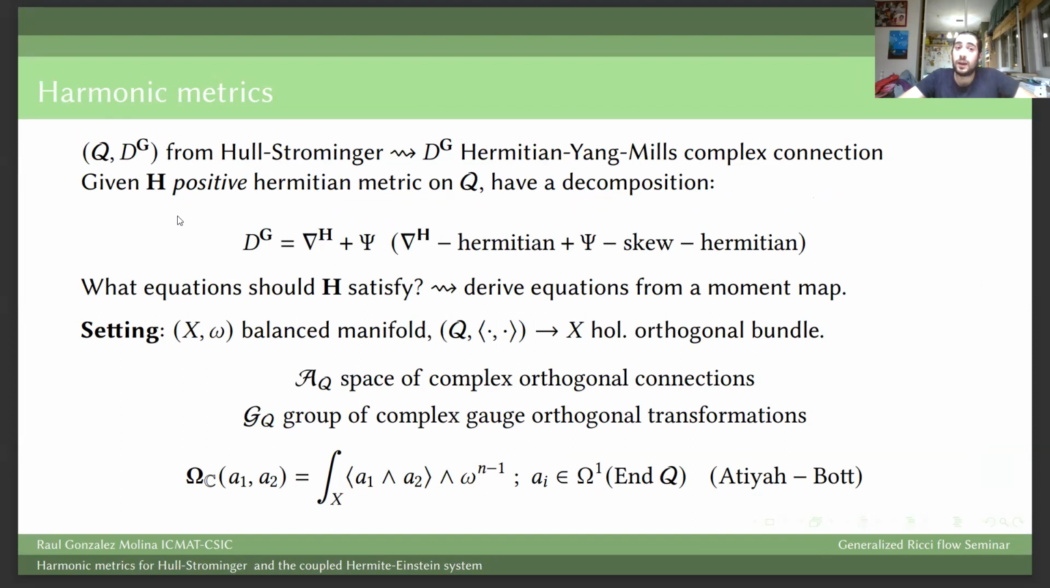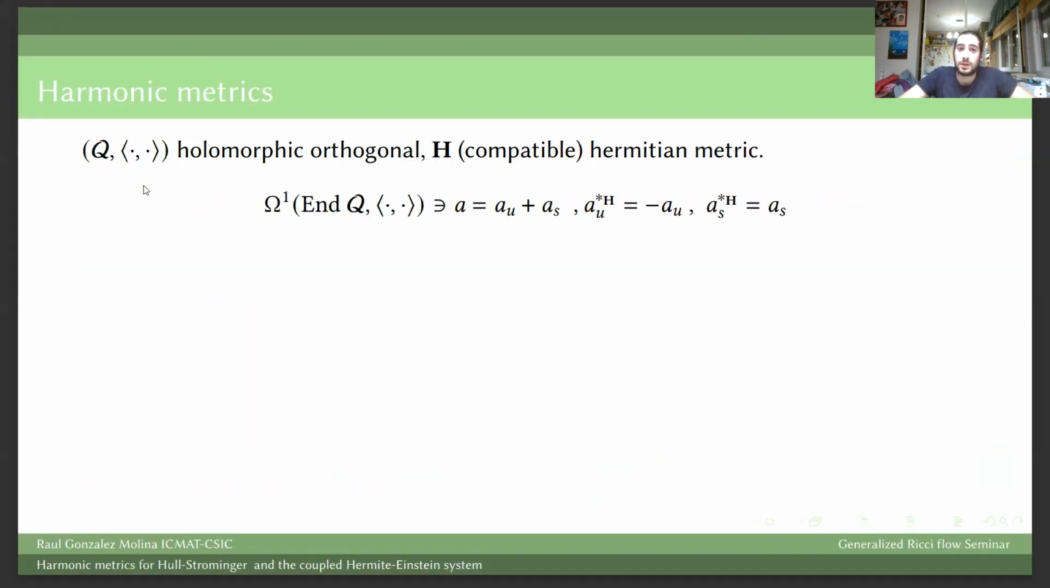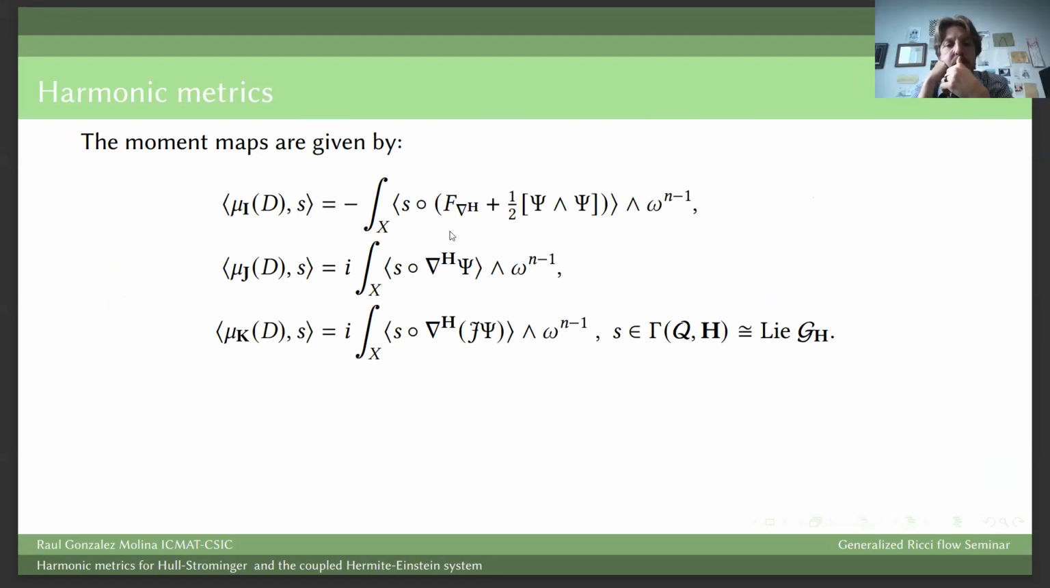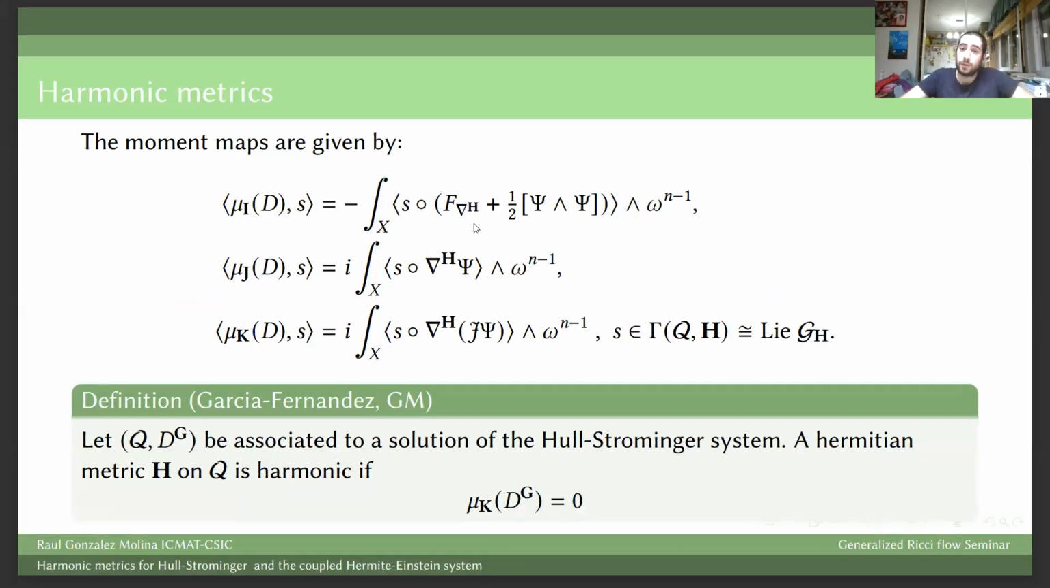So now for any Hermitian metric, I can do this decomposition in Hermitian and skew Hermitian parts with respect to some Hermitian connection I have fixed. And now I have these three moment maps, if you want, that depend on the Hermitian metric H. And now I say that H is harmonic, this is my notion of harmonic metric, precisely if this is a zero of the three moment maps. For the first and second ones, this is automatic. I already know, since I started with a connection that was Hermitian-Yang-Mills, because of the general theory we developed last week about the Hull-Strominger system.